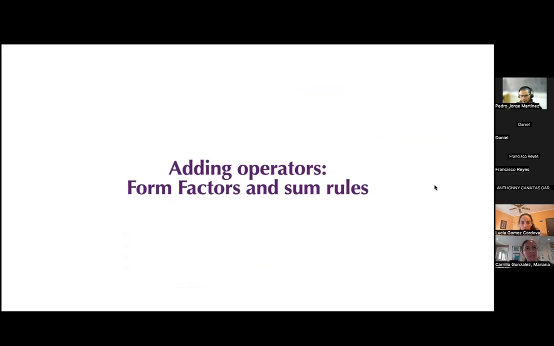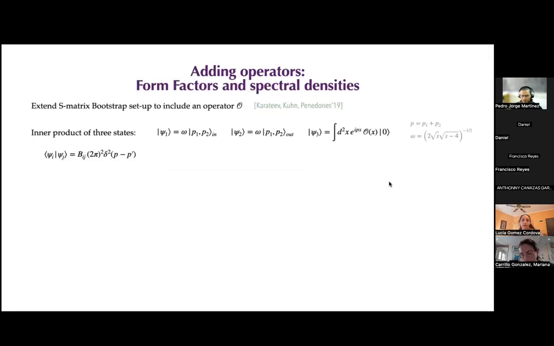So, okay, now we go to the second part, which is adding some operators that will allow us to tell about the UV CFT. So the idea is to add the existence of a given operator into the S-matrix bootstrap setup. And this was proposed in this paper here. And the idea is actually very simple.